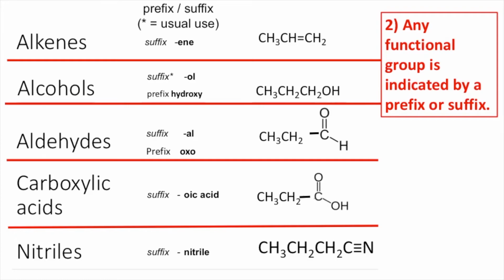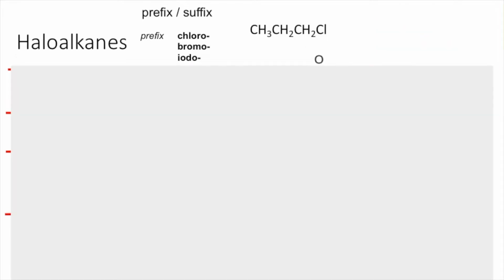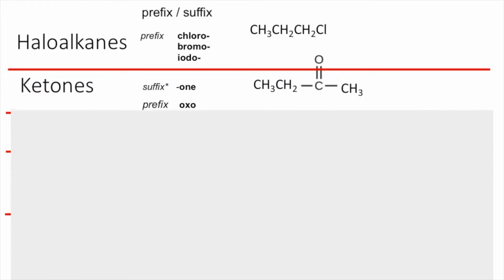And finally for this page, we're going to look at nitriles, and these will end in nitrile if we have a C triple bond N in the molecule. So carrying on, if we have a haloalkane, they always start with a prefix for the molecule. There isn't a suffix, so either chloro, bromo, or iodo, depending on which one I have. So the one that is shown there, we've got chlorine in there, and so at the moment we would call that chloropropane. So moving on, we're going to look at ketones.